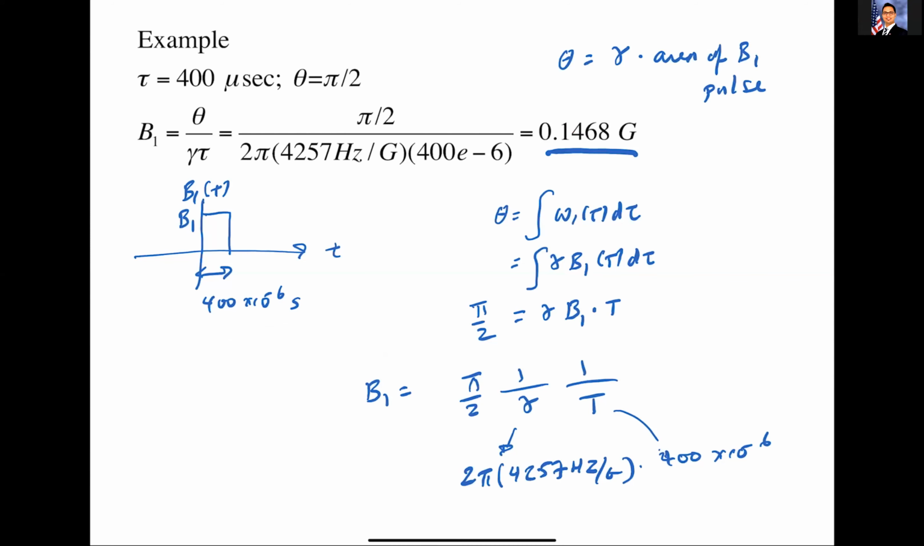So the key then, once again, is flip angle is also equal to gamma times the area of the B1 pulse. Any questions on that before we move on?